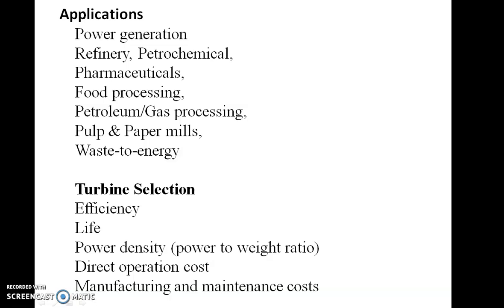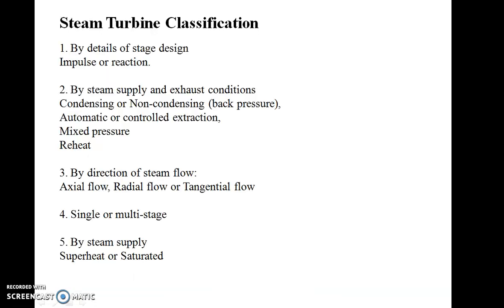Depending upon the efficiency, life of the turbine, the power density, that means power density is nothing but power to weight ratio. Its power should be high and weight should be low. Direct operation cost, manufacturing and maintenance cost, depending upon these parameters you are going to select a particular type of turbine. Now let us move towards the classification of steam turbine.